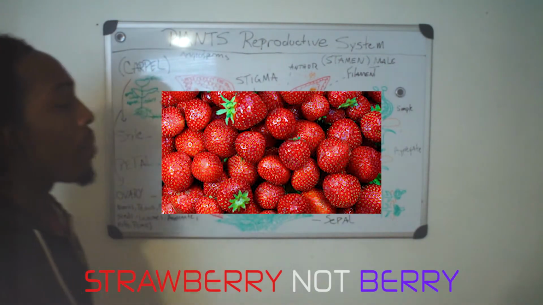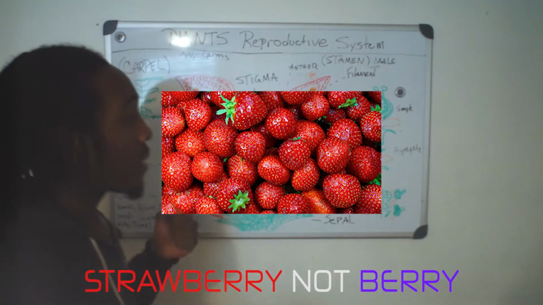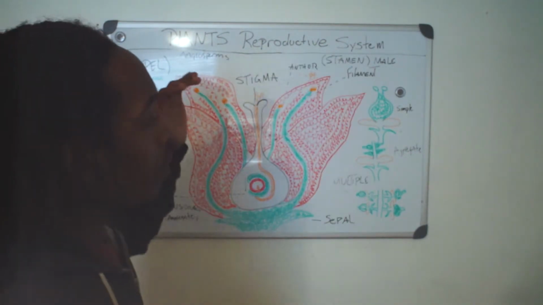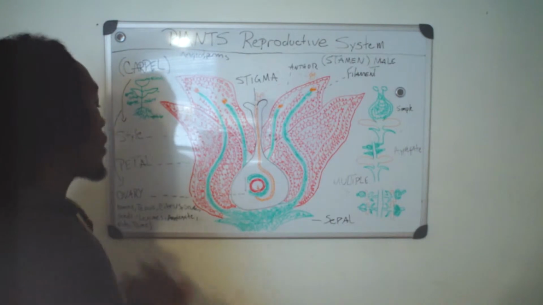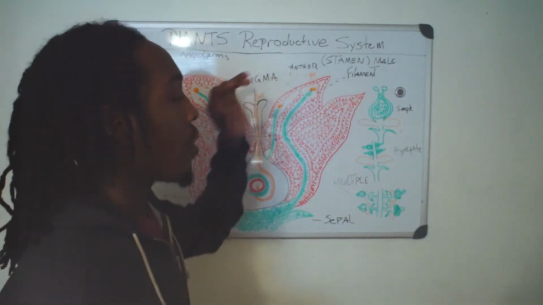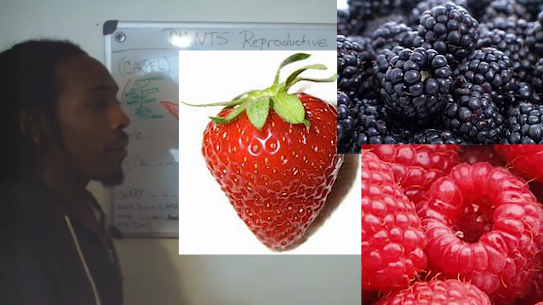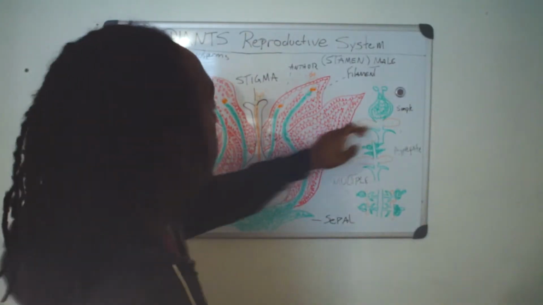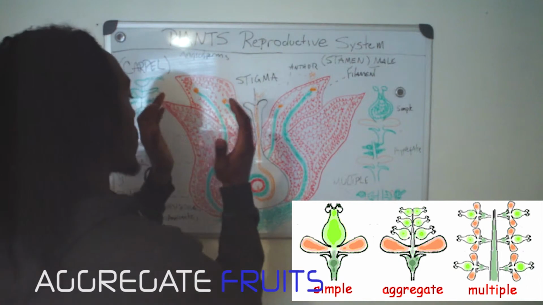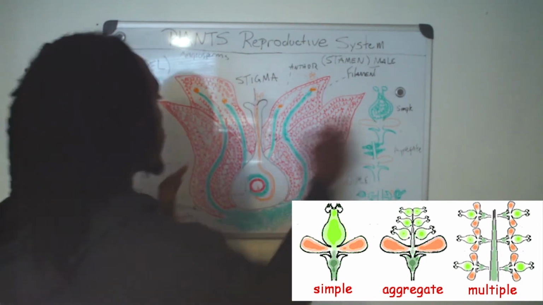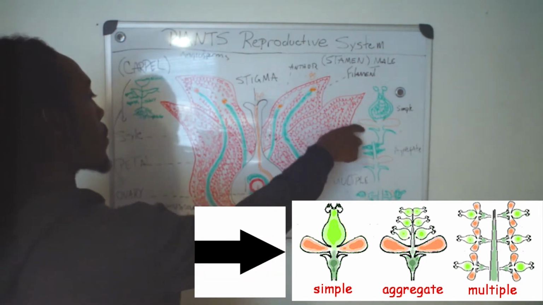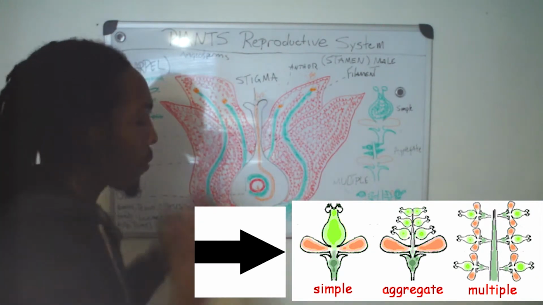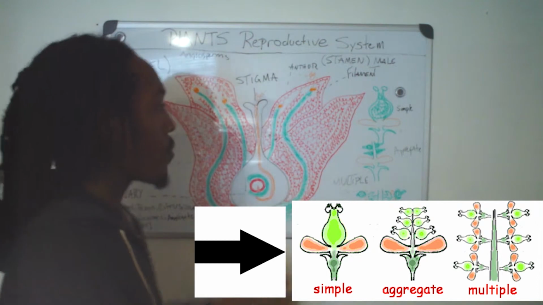Now, why is a strawberry not a berry, and why is a tomato a berry, and why is a pea a fruit? Well, let's start off with strawberries. You got a bunch of different types of fruits we're gonna go over. A strawberry, a raspberry, and a blackberry are considered to be what you call aggregate fruits. Now, this picture up here is the exact same picture as this. It's just these orange parts right here are the petals, and this is the ovary. I just made the ovary of the flower big. So remember, the ovary of the flower is the fruit.